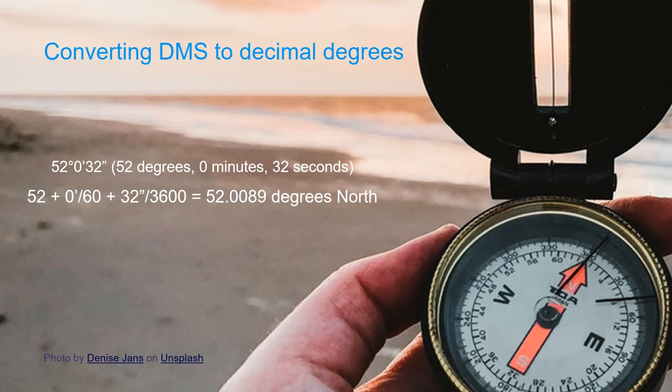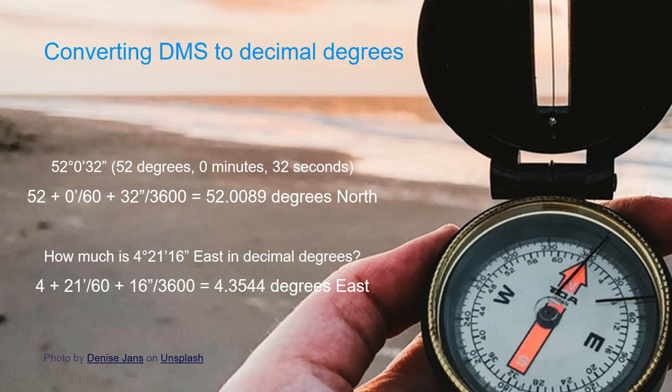And this gives then 52.0089 degrees north. Can you try the same for the longitude? We take 4 degrees, we add 21 minutes over 60 minutes, and we add 16 seconds over 3600 seconds, and that makes 4.3544 degrees east. So you see, it's very easy to convert between DMS and DD.